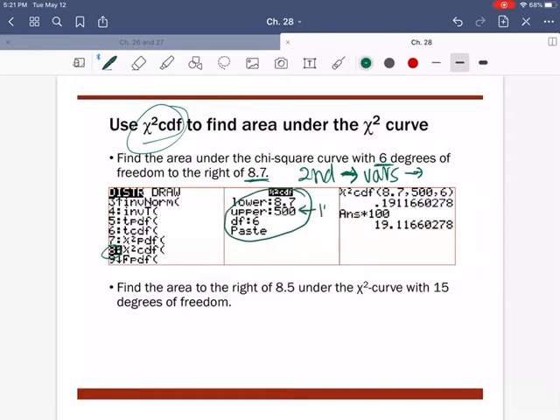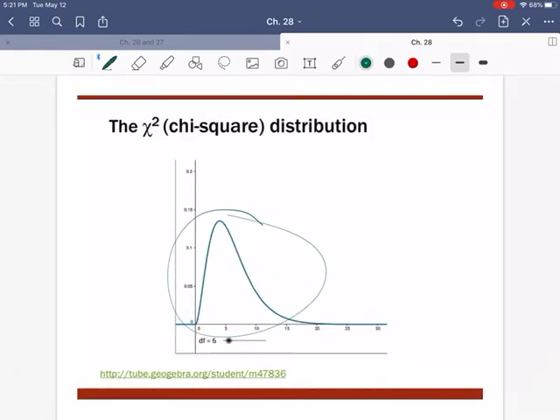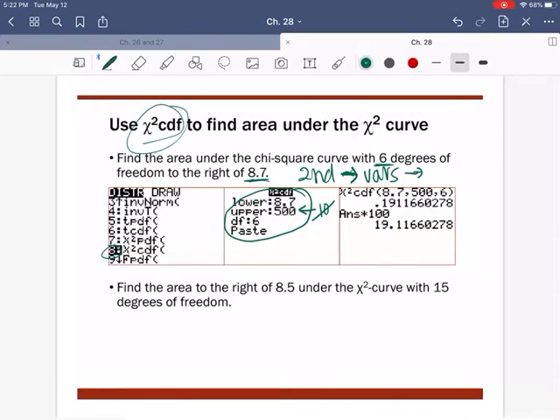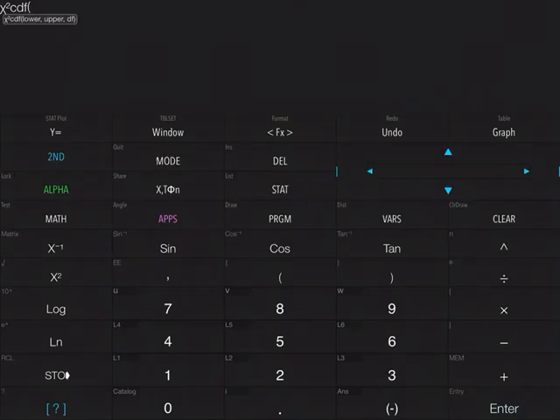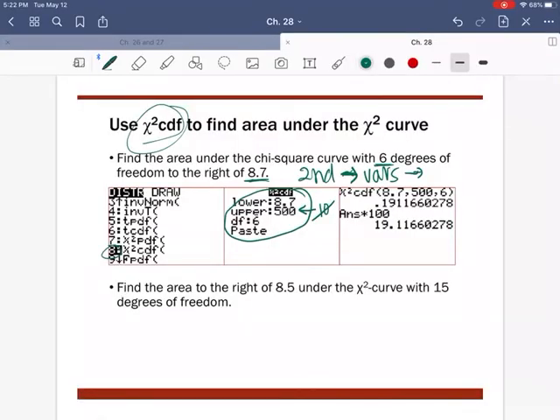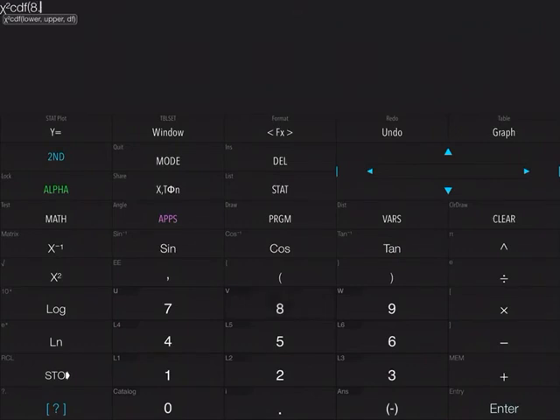And then this problem in our notes said chi-square with 6 degrees of freedom to the right of 8.7. So this is what we're going to type in. Notice we're no longer using 10 here. 10 is not big enough with this curve. You'll see 10's right here. So we need a number that's big enough. So we're just going to stick with 500. That's way big. It's always going to be to the right on a curve, so the upper should always be to the right of the number given. The lower will be the chi-square number. The upper will always be 500.